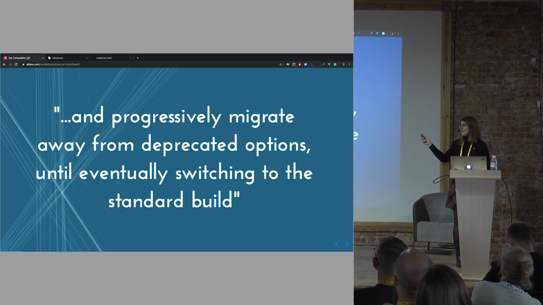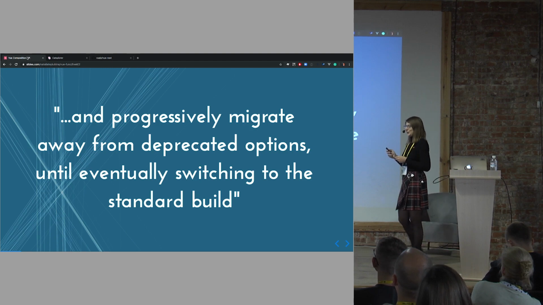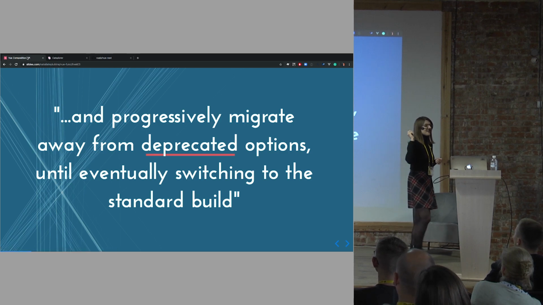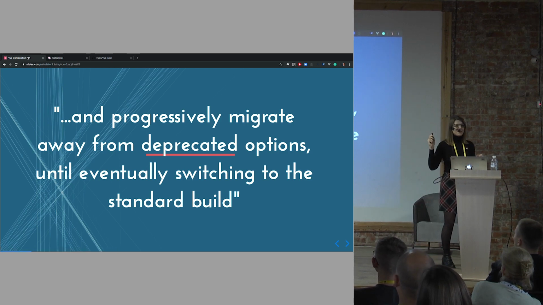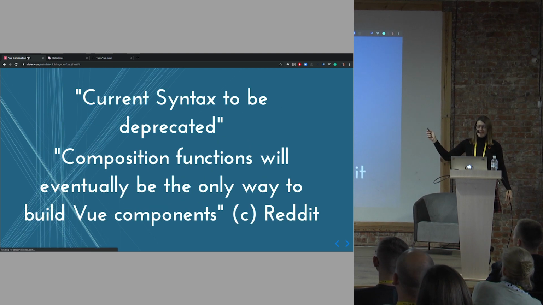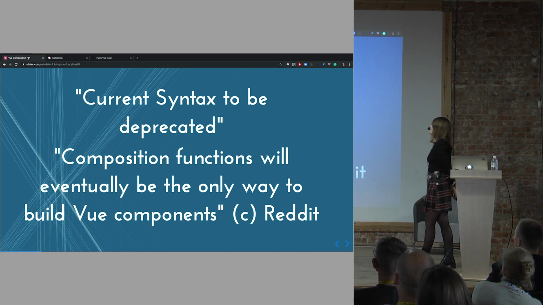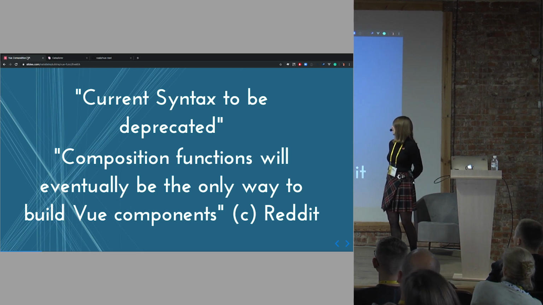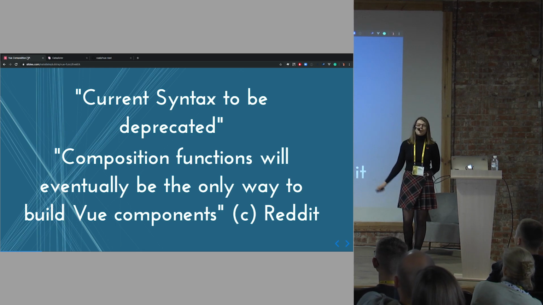And there is a word here that created a literal shitstorm around Vue. Guess what word it was? Deprecated. Because if people can read something wrong, they will read something wrong. And here you can see the reaction on Reddit. The current syntax to be deprecated. Composition functions will eventually be the only way to build Vue components.